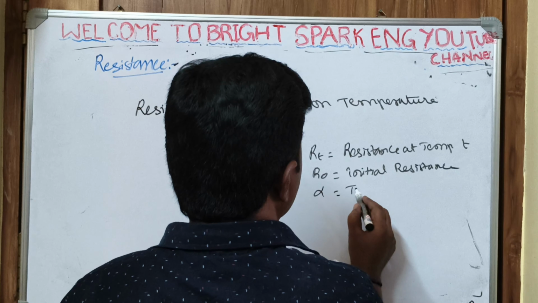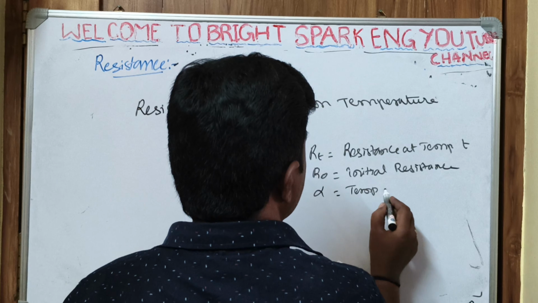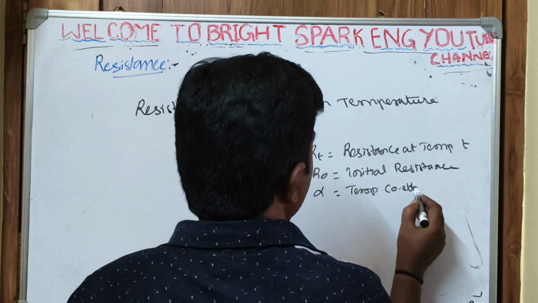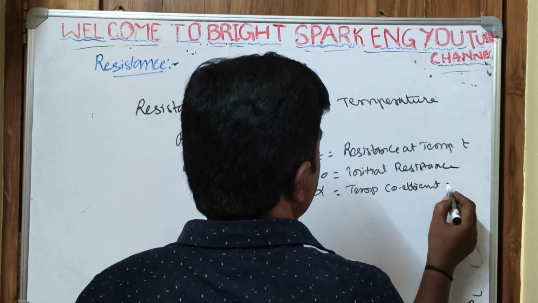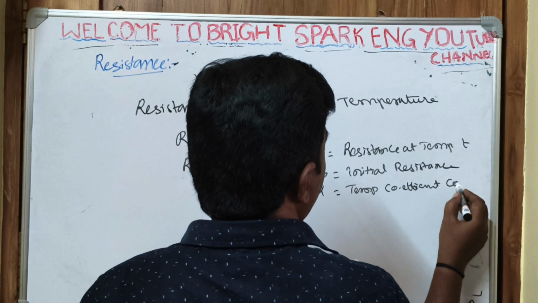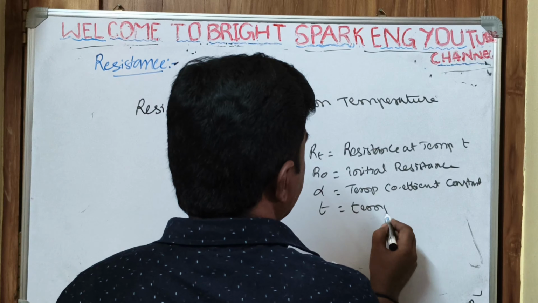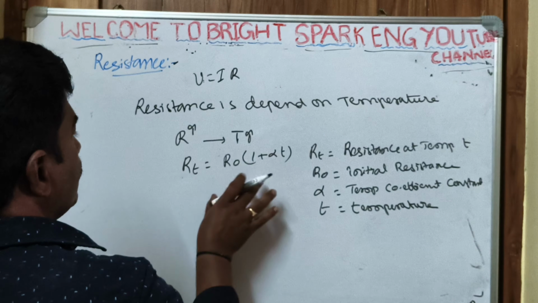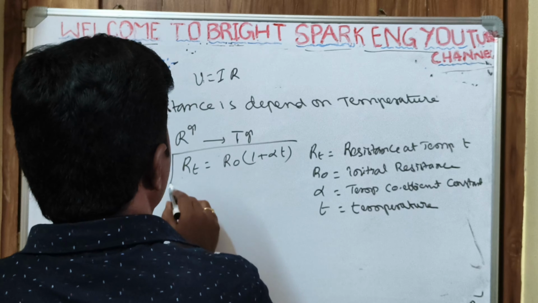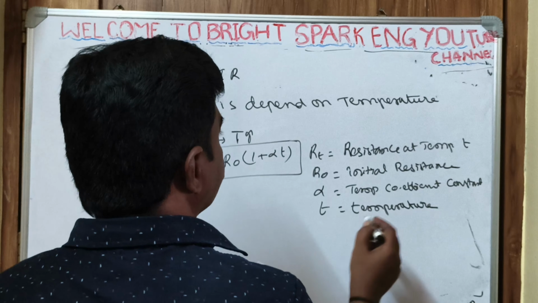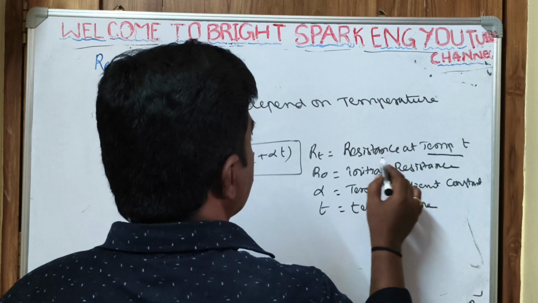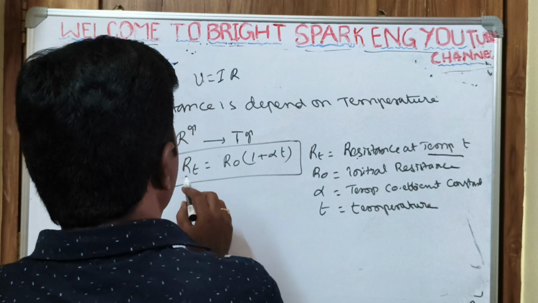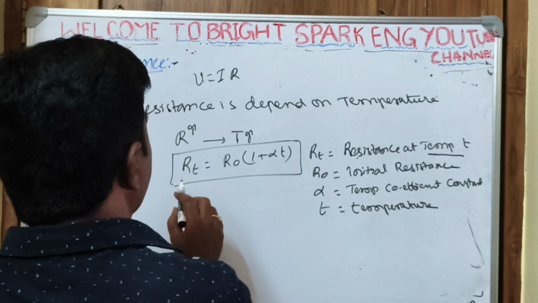Alpha is the temperature coefficient, a constant. This is also constant. T is equal to temperature. Okay, this is the temperature formula. Whenever you want to find the resistance at a temperature, you will take this formula: R of T is equal to R naught into 1 plus alpha into T.